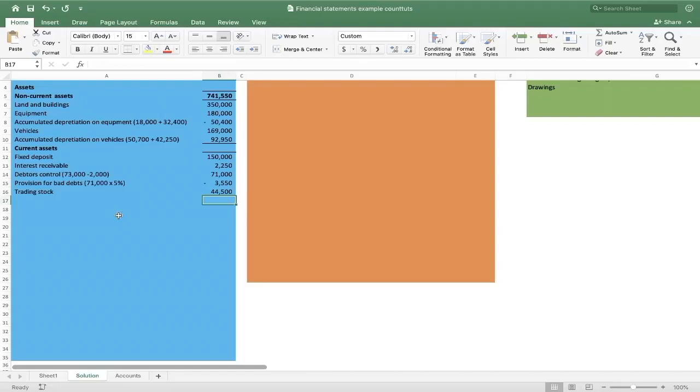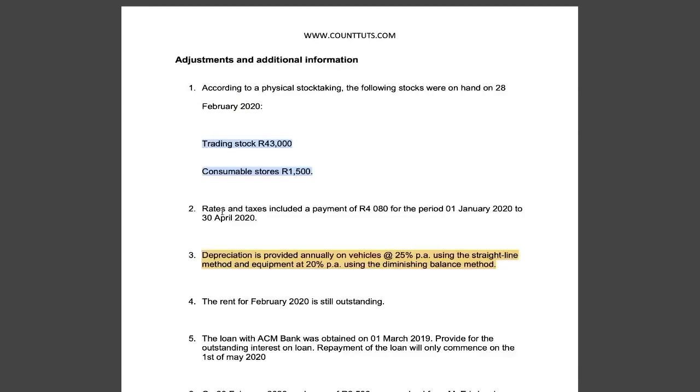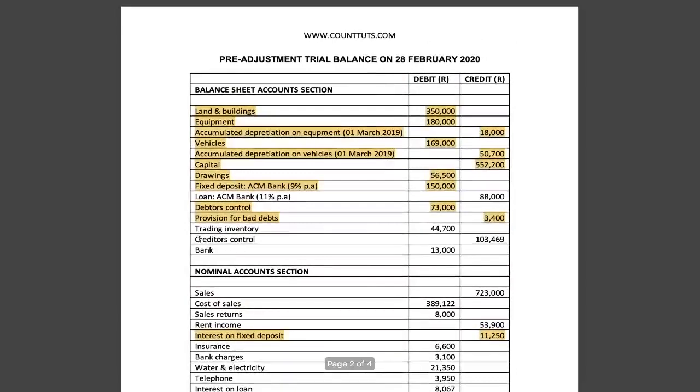And then if you are required to do the notes to the financial statements or to the statement of financial position, you will go to the inventory note and indicate that 43,000 rand is for inventory and the remaining 1,500 rand is for the consumable stores on hand. Now that we have done that, let me highlight. Okay, and then we go up to the trading inventory, which is the same as trading stock, by the way.